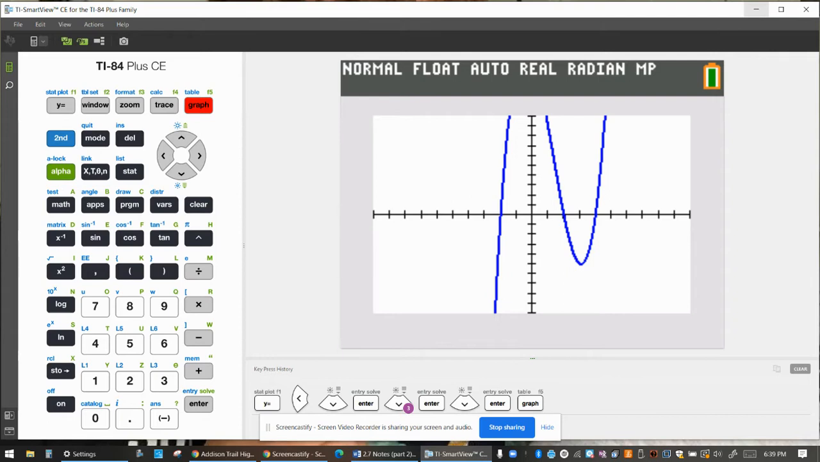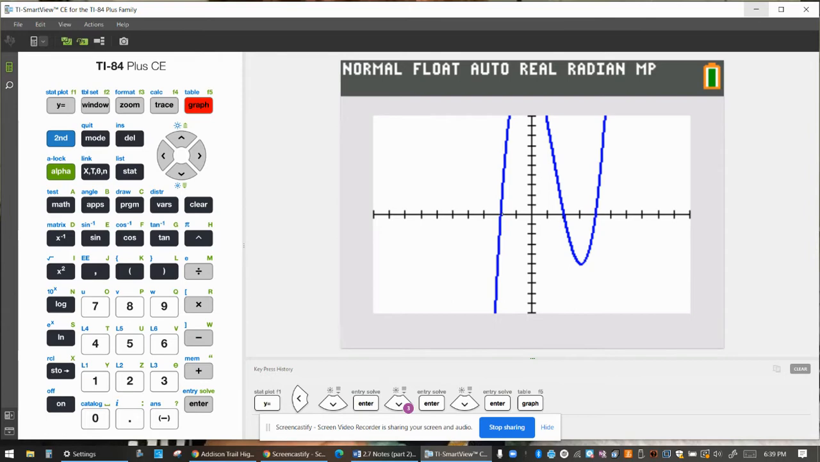Now, I can tell from this graph that the cubic intersects the x-axis. It looks like, I'm not sure, but it looks like it intersects at negative 2, positive 2, and positive 4. Now you want to be careful because you don't want to just eyeball it. You want to be 100% sure. So it looks like the first one is negative 2.